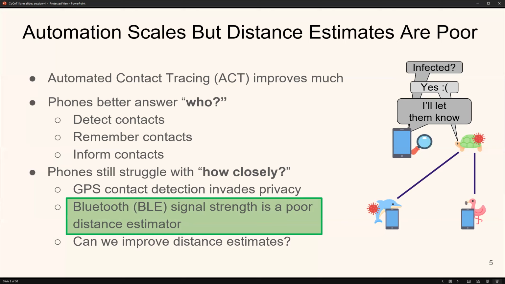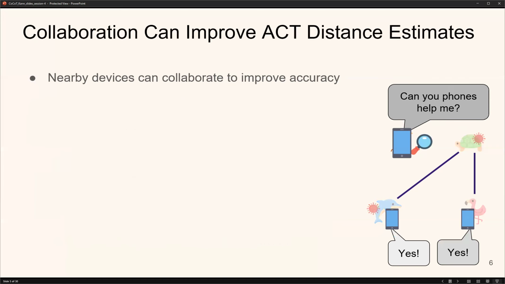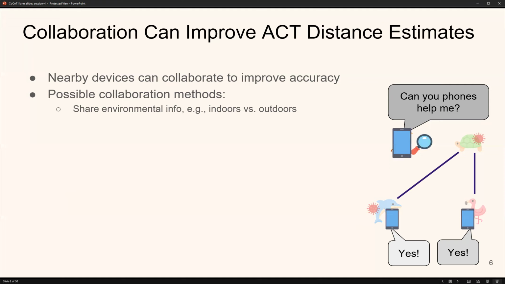And because this is a hard problem, for the rest of this talk, we're going to see if we can improve distance estimation and hopefully risk estimation in turn. Our contribution is collaboration among nearby phones to improve accuracy. If phones all share a little bit of locally derived information, then they can improve distance estimates across the board. But there's a number of ways you could collaborate, which each have their own trade-offs. So for example, you might share environmental information, such as if you're indoors or outdoors. If you're outdoors, it might affect your risk estimation. You might be less likely to catch an illness than if you're indoors. And furthermore, like I mentioned with Bluetooth, it might affect the way that your signal strength maps to distances.